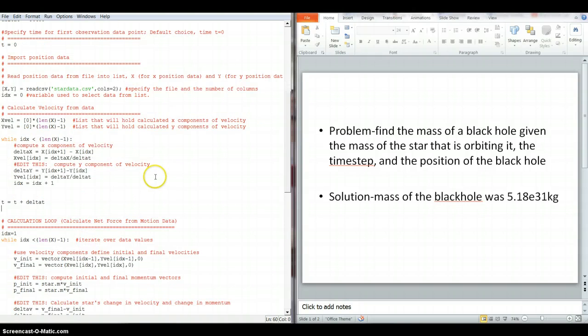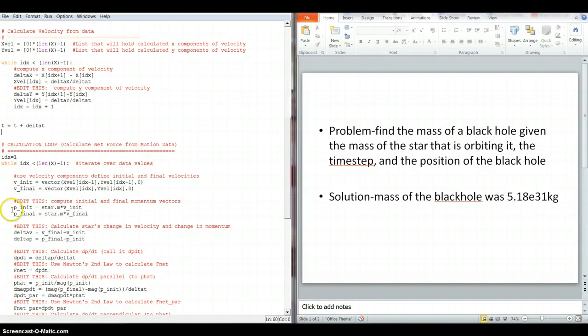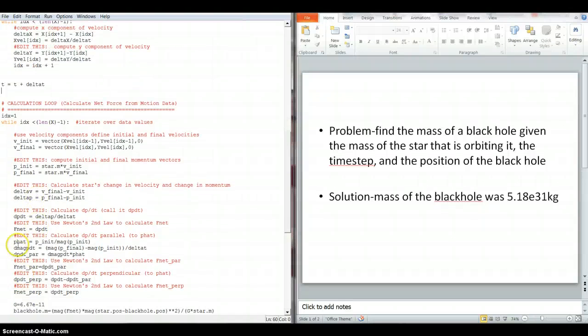Next, we moved to the calculation loop. Here we have the velocity initial and final, and the momentum initial and final, which is just found by using the star's mass times either the velocity initial or the velocity final. Delta V and delta P are both found by subtracting the initial from the final. Here we have that dP dt is equal to delta P over delta T, and that F net is equal to dP dt. We will explain why this is okay later.